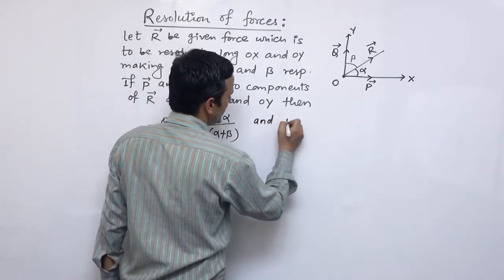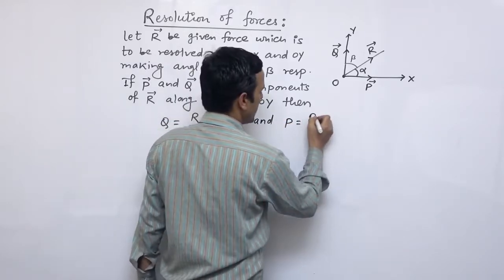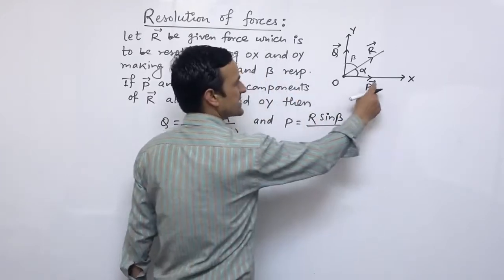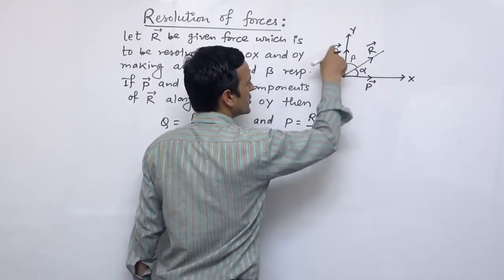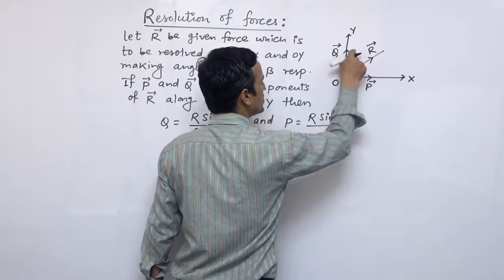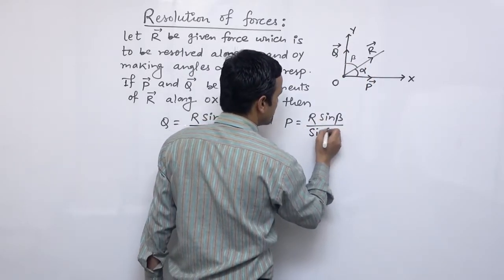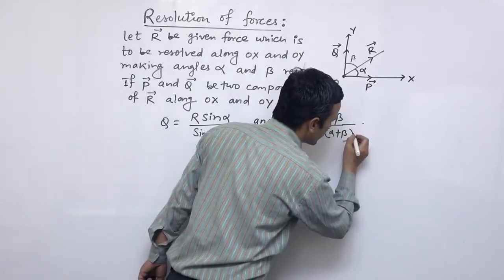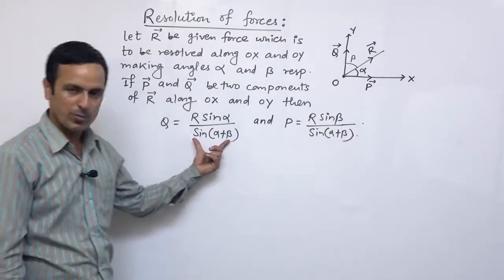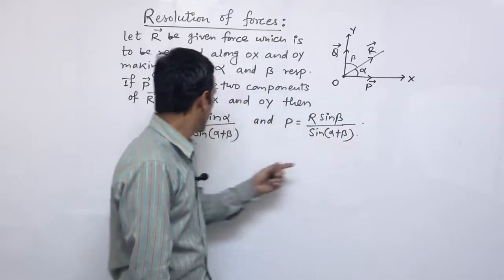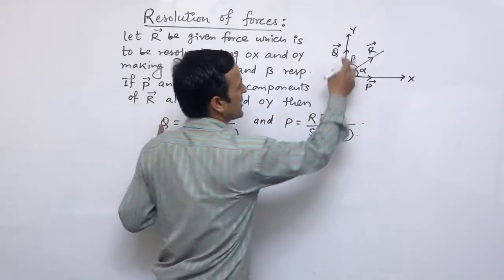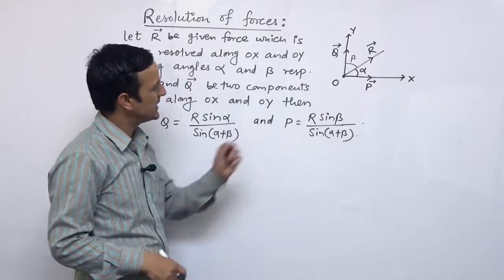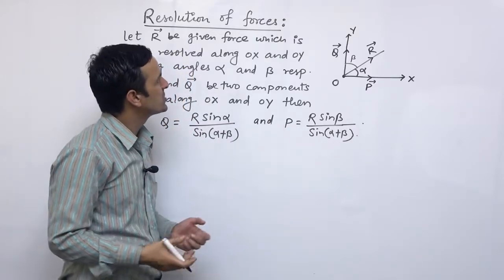And force P is found out by R sin beta. So P को लागि हामी यो एंगल लिन्छौं, Q को लागि opposite angle, P को लागि यो opposite angle, R sin beta divided by sin(alpha plus beta). So the denominator is the same over here, this one and this one, and Q को लागि alpha र P को लागि beta. Q को लागि this angle, P को लागि this angle. यसरी लिएपछि we can find out Q and P from two resolution of forces.